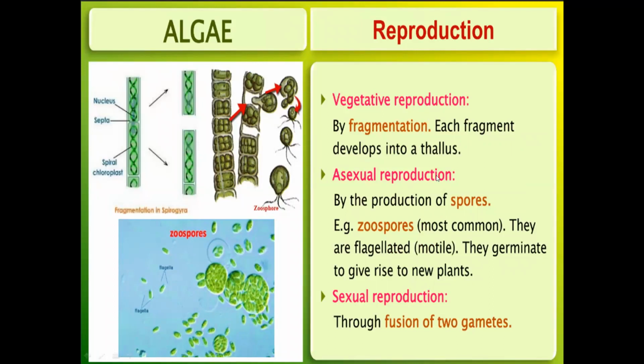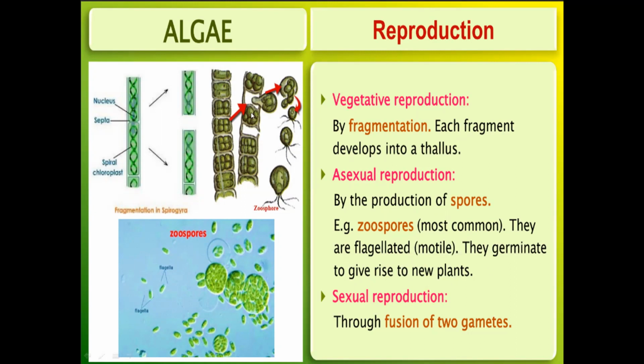Then asexual reproduction is by production of spores, for example, zoospores. Why are they called zoospores? Zoo is for animals. What can animals do? They can move. So similarly, these spores can move. That's why they are called zoospores. The most common is zoospores. Since they can move, they will have flagella. They germinate to give rise to a new plant.